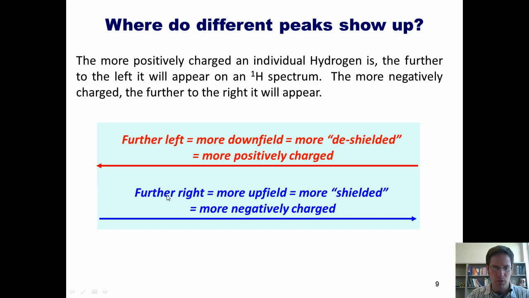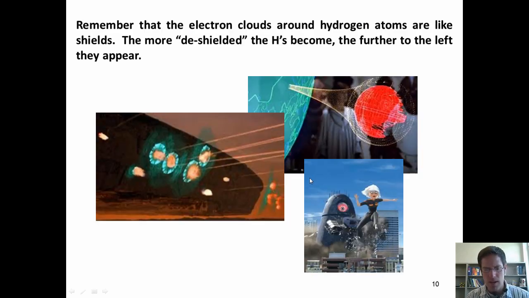And in contrast, further to the right on an NMR spectrum equals more upfield, more shielded, and hence more negatively charged. Remember that the electron cloud around a hydrogen atom is kind of like a shield. The more de-shielded the hydrogens become, the further to the left they appear on a proton NMR spectrum.